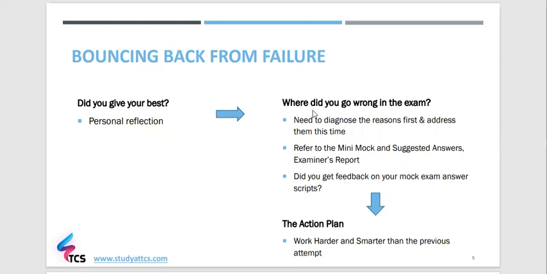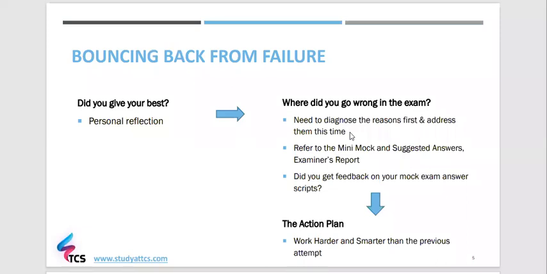And you need to figure out, so after you do your personal reflection, you need to figure out where you went wrong in the exam, what you did wrong in the exam. You need to diagnose the reasons first and address this time. Yes, so definitely you need to figure out what went wrong last time. You can't keep making the same mistakes over and over again, because if you do that, you will end up failing this time's exam as well.